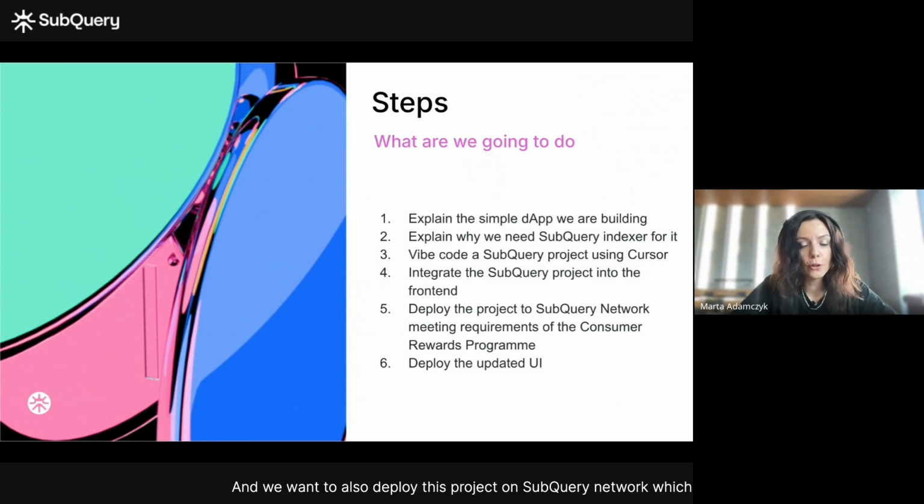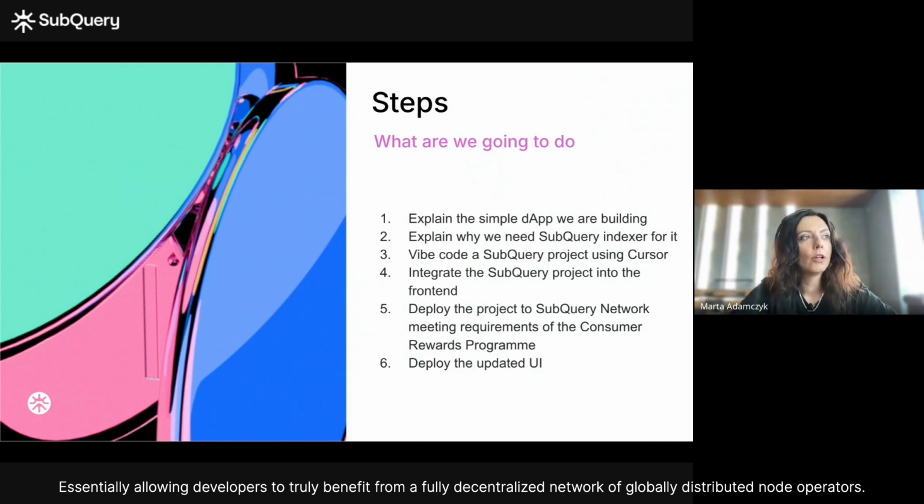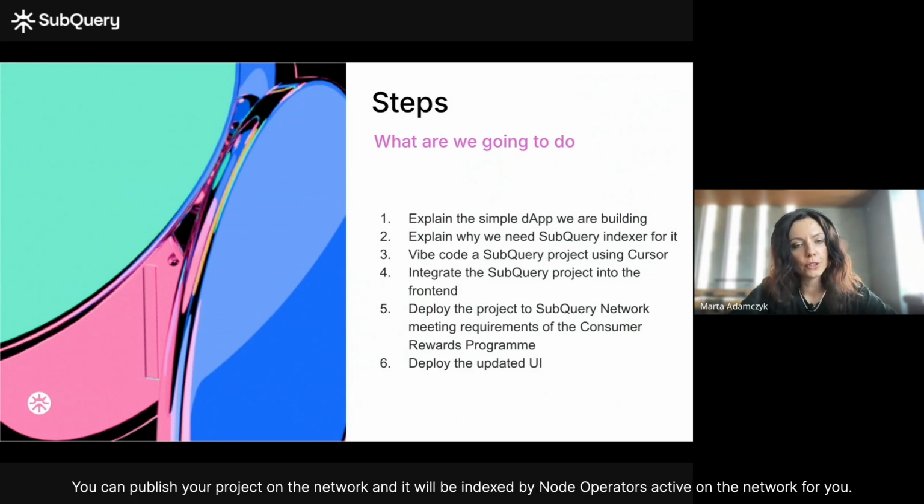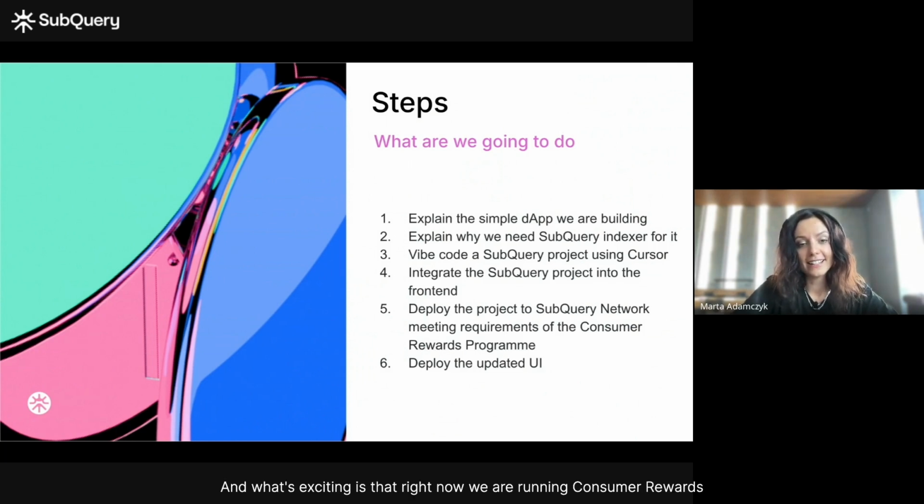And we want to also deploy this project on the SubQuery Network, which is a decentralized marketplace for builders and node operators, essentially allowing developers to truly benefit from a fully decentralized network of globally distributed node operators. You can publish your project on the network, and it will be indexed for you by node operators active on the network. And what's exciting is that right now we are running a consumer rewards program that could bring a lot of value to builders and users.